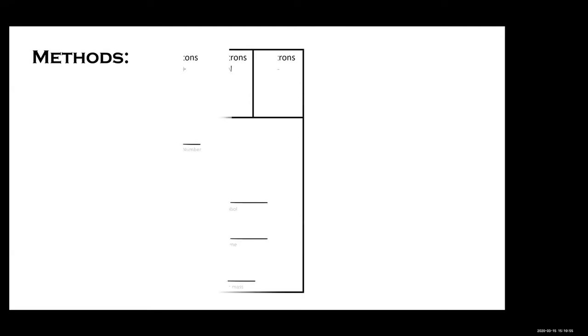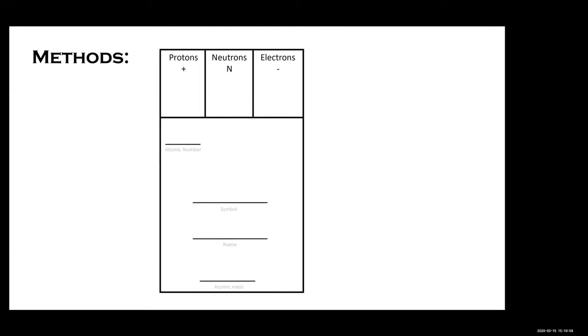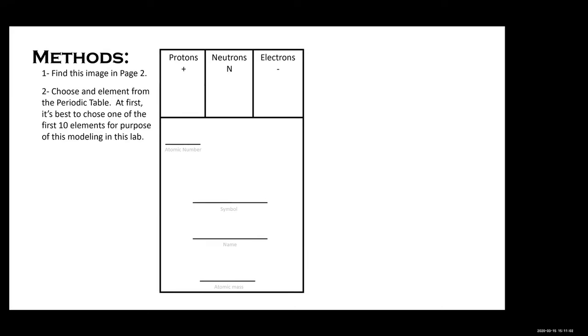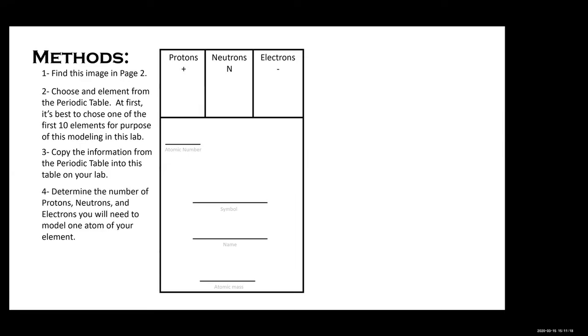So, methods. Here's what we're going to do. We are going to find this chart here. You're going to find this image on page 2. It's the table you're going to be filling in today. And you're going to choose an element from the periodic table, which is page 3 in your packet. First, it's best to choose one of the first 10 elements for the purpose of modeling in this lab. You're going to copy the information from the periodic table into this table on your lab. And you're going to determine the number of protons, neutrons, and electrons that you need to model one atom of your element. Then you're going to model.